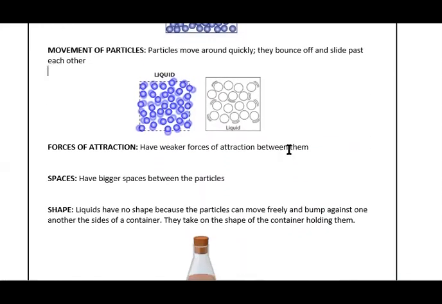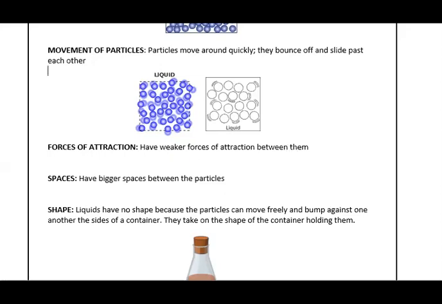So the forces of attraction between particles of a liquid are weaker than that of particles of a solid, all right? Because there's not such a strong force keeping the particles together, therefore they can bounce off one another and slide past each other. They have the ability to move. Spaces, obviously they have bigger spaces between their particles than that of a solid, but not so big that they can just get lost like a gas.